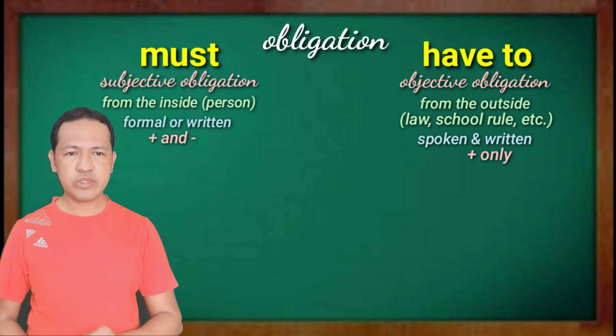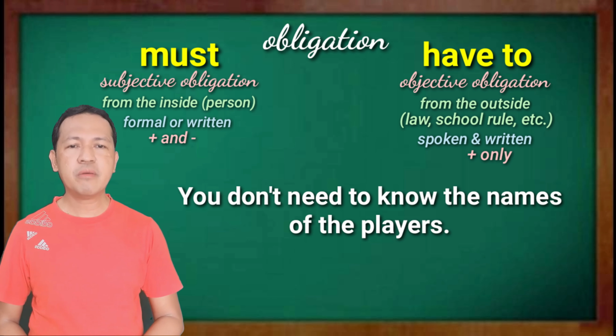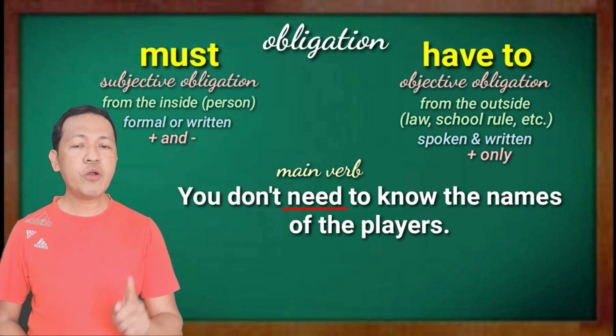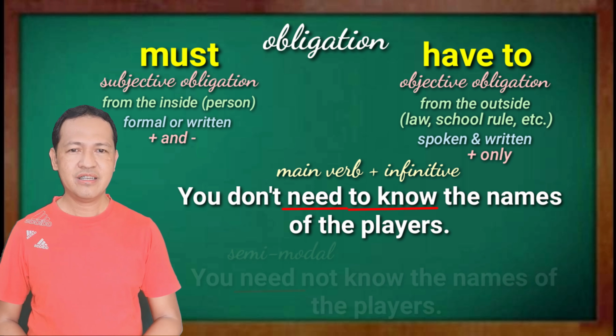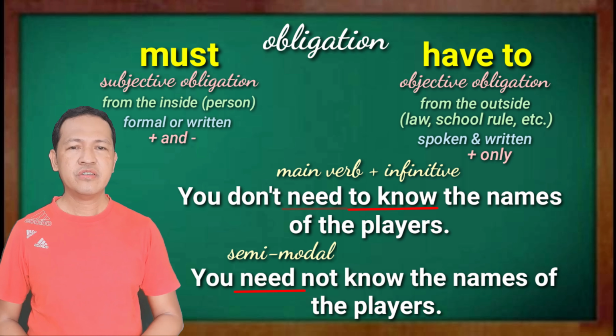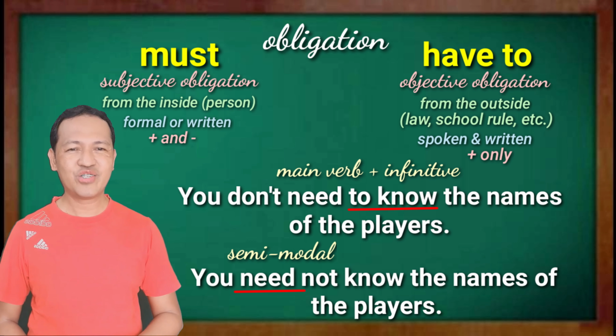We know need as a semi-modal. How about need as a main verb? You don't need to know the names of the players. There's no semi-modal here. Look, need in this sentence is a main verb because it's the head of the verb phrase, and to know the names is what experts call complement. What is interesting is that we can use need plus infinitive, such as need to know, as alternative to semi-modal need. You need not know the names of the players. You don't need to know the names of the players. Both of these sentences express no obligation. In these sentences, the meaning is the same for semi-modal need and the main verb need plus infinitive.